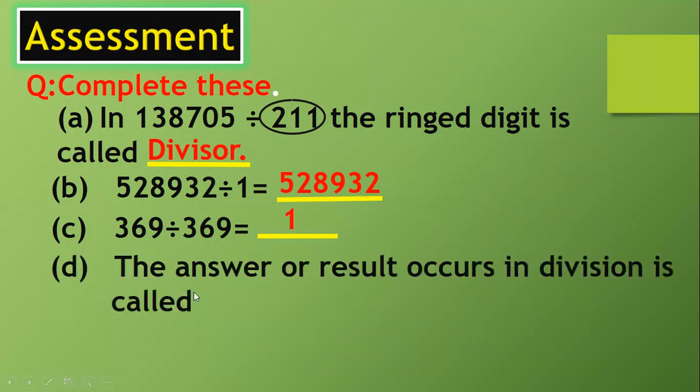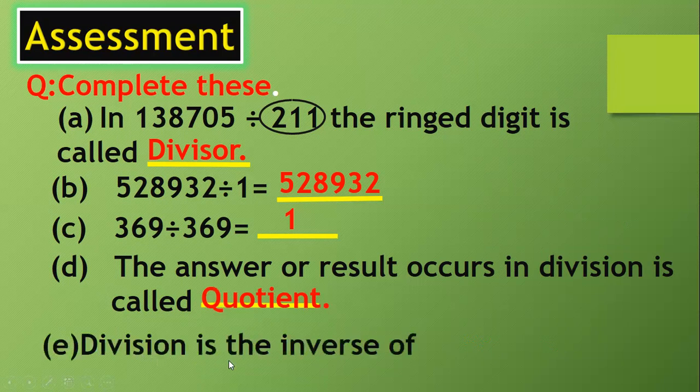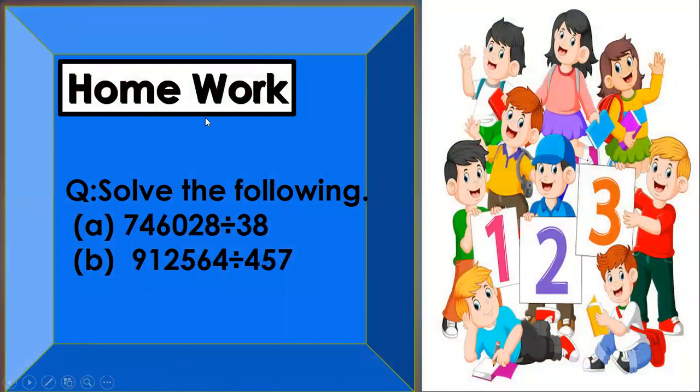And the D part is the answer or result occur in division is called. Means the final answer after division we get is called divisor, quotient, dividend or remainder. Now think about it. Yes, quotient. And the E is division is the inverse of multiplication.